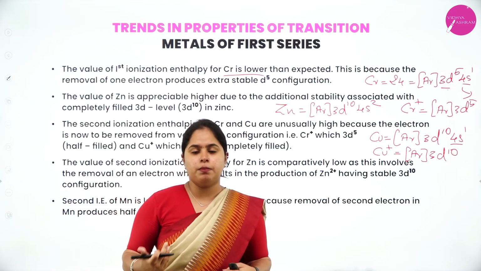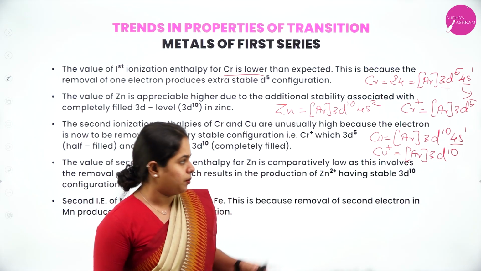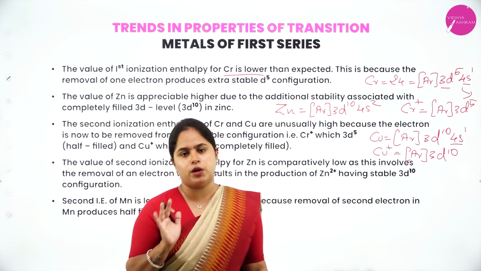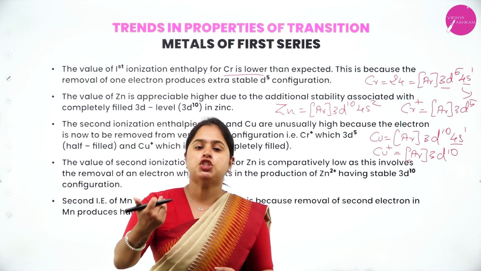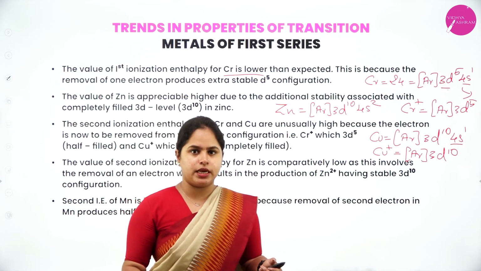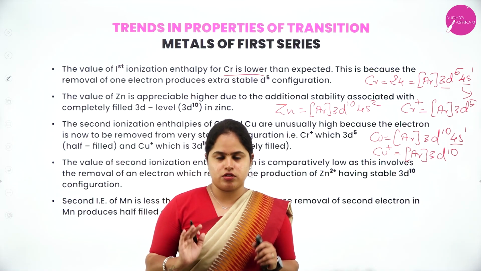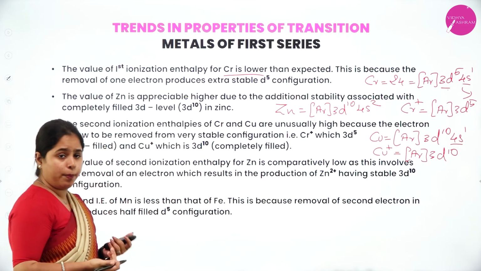Now let's come back to the second ionization enthalpy. From the 3d10 I have to remove one more electron. So in that case what happens, the ionization enthalpy will be much higher than expected. Already it is stable, it's not ready to lose its electron. So I hope that is clear. So that is about copper and chromium.